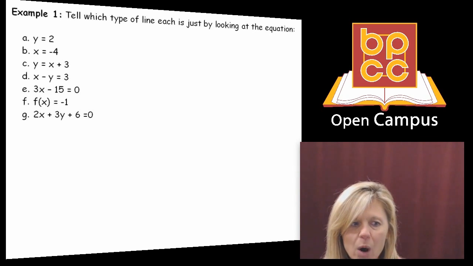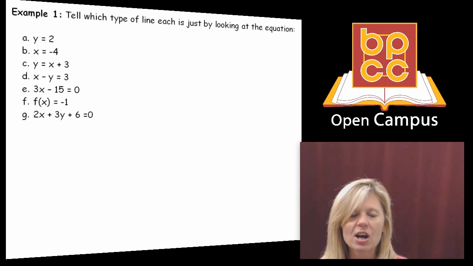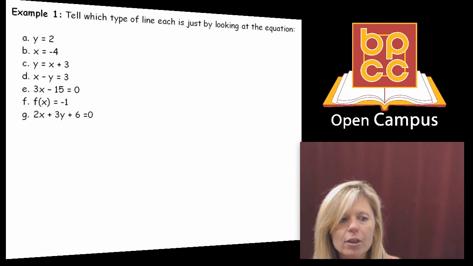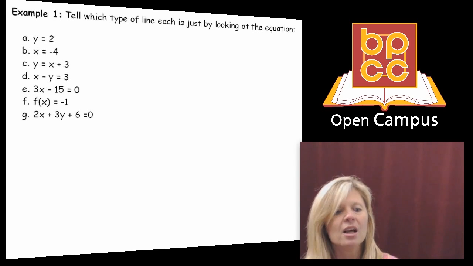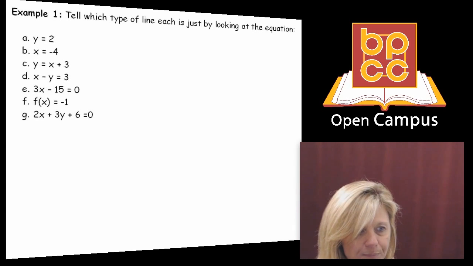And if it just has the letter y, it's going to be what type of line? That's right, it's going to be horizontal. So it's very important that you understand, before you ever go to the graph paper, you should know what you're drawing by looking at the equation. The letter in it, the variable in it, will tell you what type of line to draw.